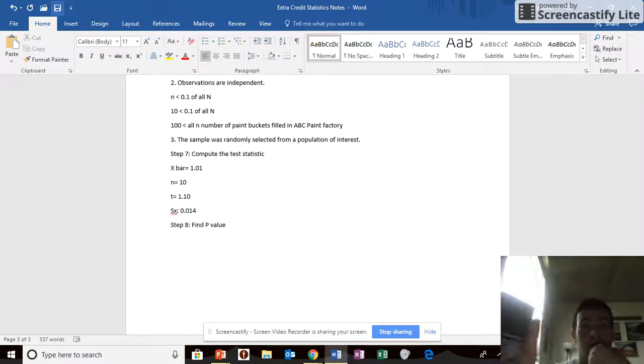Now for the important part is step 8, which just defines the p-value, and that should be given to you in your calculator. So as you can see here, the p-value is 0.2987, so we can round that up to 0.3.